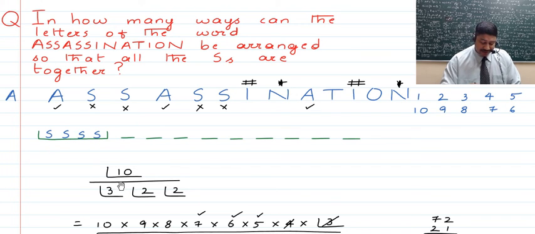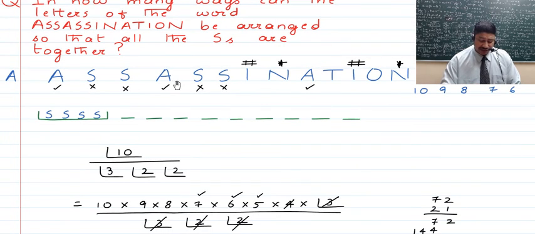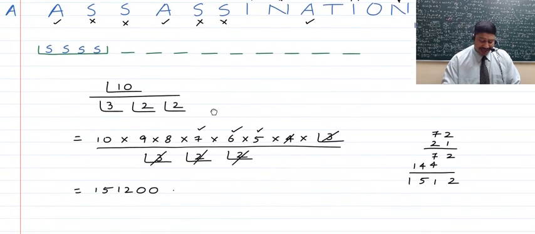So as such, in the numerator we will have factorial 10, and then as A's are coming thrice, that's why we will have factorial 3 in the denominator. We have I's which are coming twice, so as such we will have factorial 2 in the denominator, and then as we have N's which are again coming twice, so we will have factorial 2 in the denominator. Now we have to calculate this.